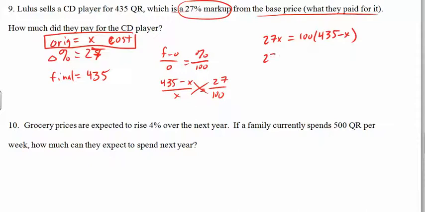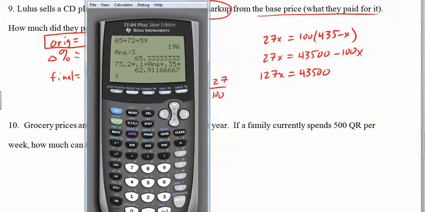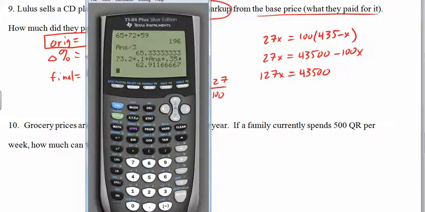From there, we will distribute, which will be 43500 minus 100x. We move it to the other side. We now have 127x because I added 100x to both sides. And then I've got 43500, and I am sorry, I'm good at math, but I have absolutely no idea what happens when I take 43500 and divide it by 127.